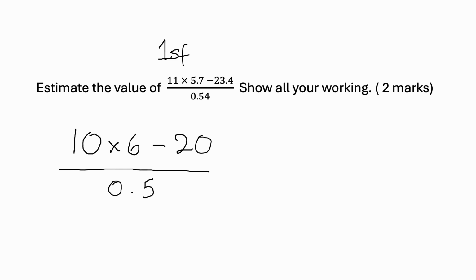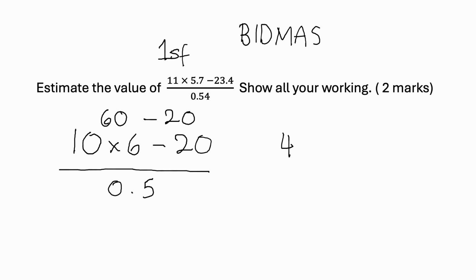Now we do our BIDMAS. So let's look at the top one first, so the numerator of the fraction. We've got 10 times 6 minus 20. Using our BIDMAS, multiplication is higher than subtraction, so we have to do 10 times 6 first, which is 60, before we subtract 20. So 60 subtract 20 is 40, so we do 40 divided by 0.5.